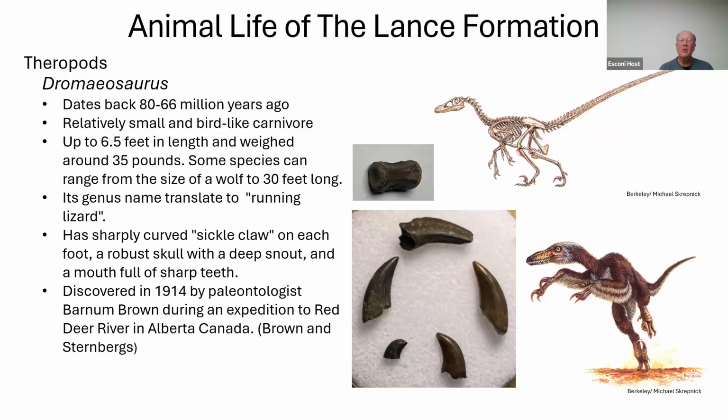Dromaeosaurs were first discovered in 1914 by paleontologist Barnum Brown. It was during an expedition up into Alberta, Canada. The location was the Red Deer River.